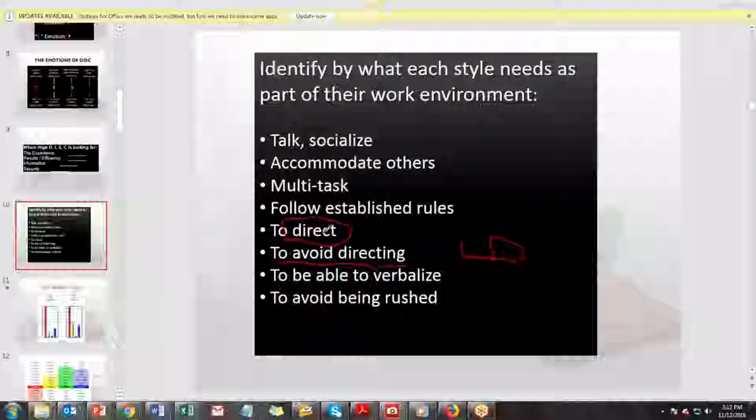If someone above the energy line, a high D, directs, then someone who avoids directing is just going to be the opposite of a high D, which is a low D. Don't you love it? Just turn the coin upside down. Who is more comfortable verbalizing? I'm going to say an I, a high I. Yeah, and let's start using the high and low adjective. Who avoids being rushed?